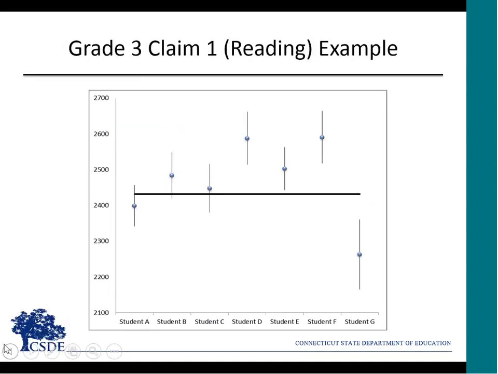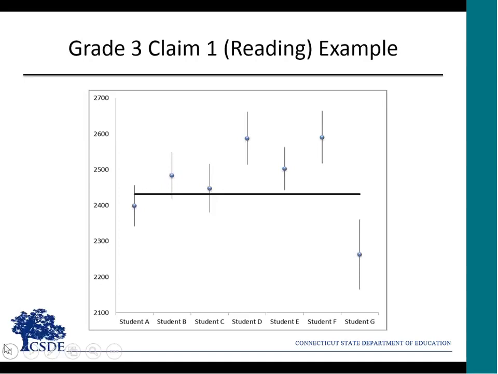The black horizontal line represents the Grade 3 English Language Arts overall threshold score that divides Achievement Level 2 from Achievement Level 3. This score is 2432. It's the minimum overall vertical scale score needed on the Grade 3 ELA test for a student to be classified in Achievement Level 3. If a student's claim scale score and confidence interval are entirely below the horizontal line, then that student is said to be performing below standard on that claim.